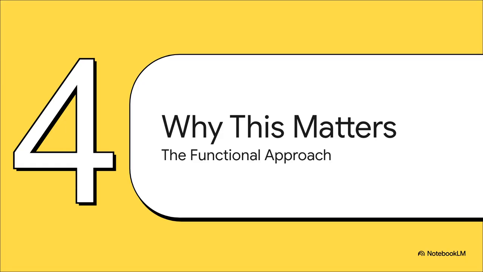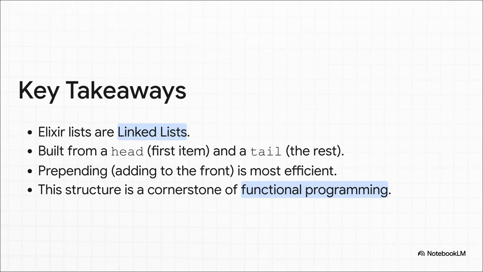So, we've built a few simple tools, we've seen how they work, but why are they designed this way? This brings us all the way back to the big picture, Elixir's whole philosophy of functional programming. So let's put it all together. What are the big takeaways here? Number 1, Elixir lists are linked lists. They're chains. Number 2, this means they're always built from a head and a tail. Number 3, because of that structure, adding to the front, prepending, is the absolute fastest, most efficient thing you can do. And that one simple idea, it's a true cornerstone of the entire functional programming world.